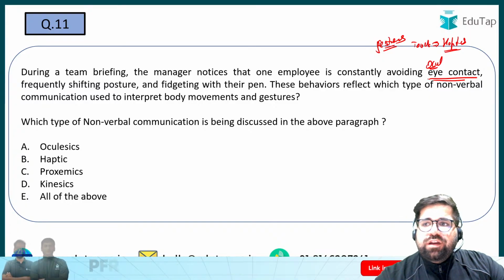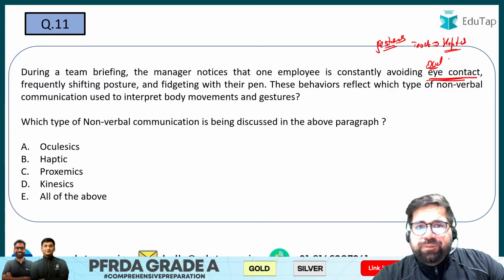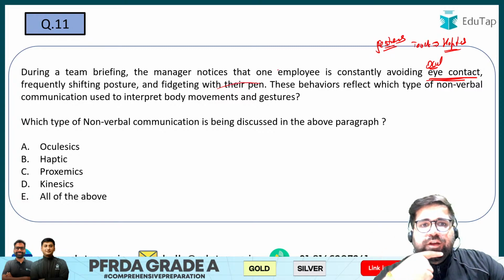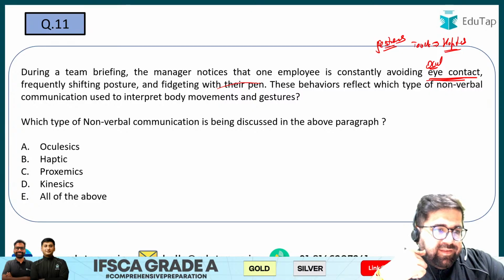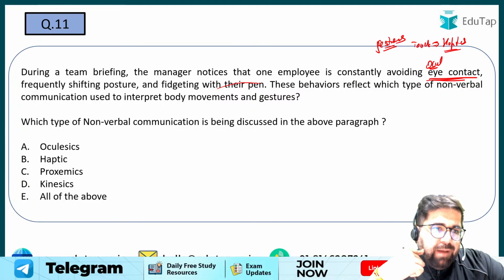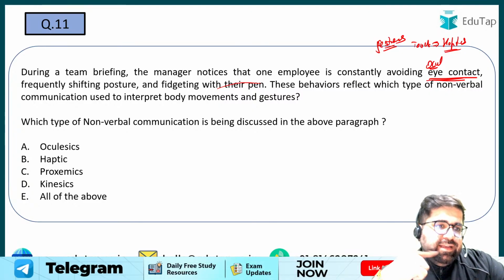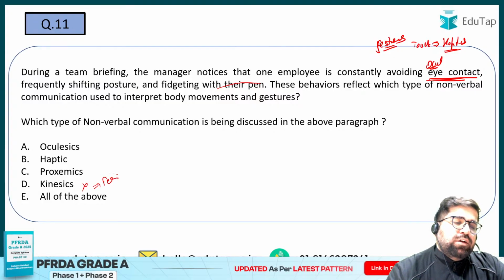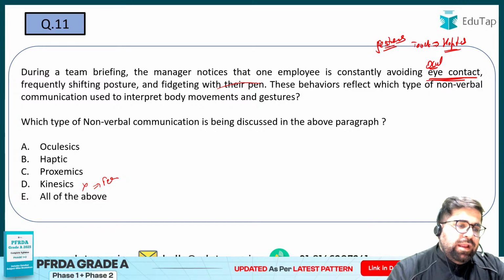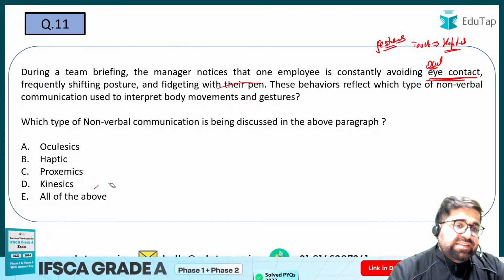You also have eye contact, shifting body postures, fidgeting with a pen. So what type of non-verbal communication will it be? E, kinesics, proxemics, haptics, or oculics? It cannot be kinesics, right? Because kinesics is your personal space. Sorry, it cannot be, I would say, option number C.